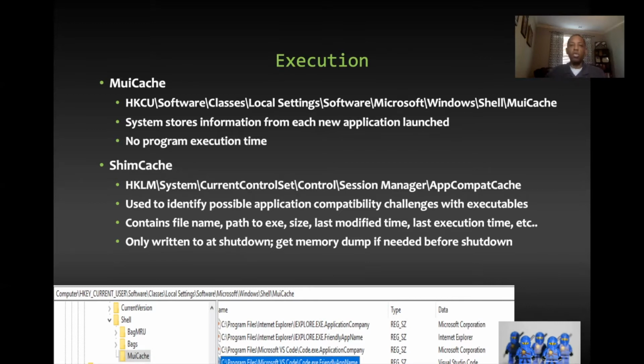It's really used to identify application compatibility challenges within executables, but we can get information such as file name, the path, the size, the last modified time, the last execution time. These are all great things that we'd be able to get from it. The only bad thing about it is this doesn't get written to until the system shuts down, right? But if we absolutely need it, we can dump memory and we can do analysis from there. So in my screenshot down below, we see that we're looking at the MUI cache, and we start to see those applications that are launched from a human readable perspective.